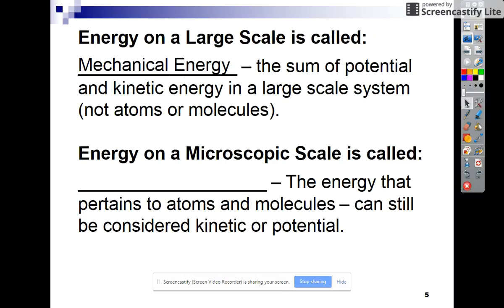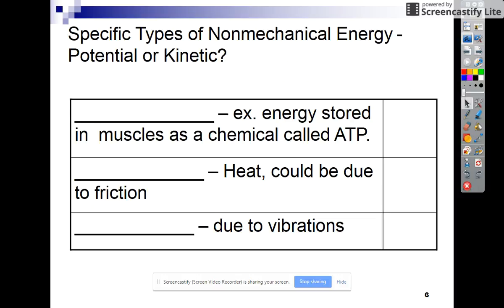Energy on a large scale is called mechanical energy. Mechanical energy is the sum of potential and kinetic energy in a large scale system. We're not talking about those tiny atoms and molecules that we learned about at the beginning of the year in chemistry. Energy on a microscopic scale is called non-mechanical energy. That's the energy that we're talking about when we're talking about those atoms and molecules and those electrons moving around. They can still be considered kinetic or potential because anytime there's some kind of motion, then we can call that energy. There are specific types of non-mechanical energy, and we can classify these as being potential or kinetic.